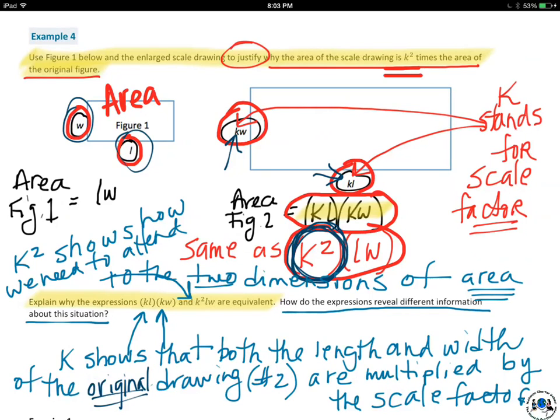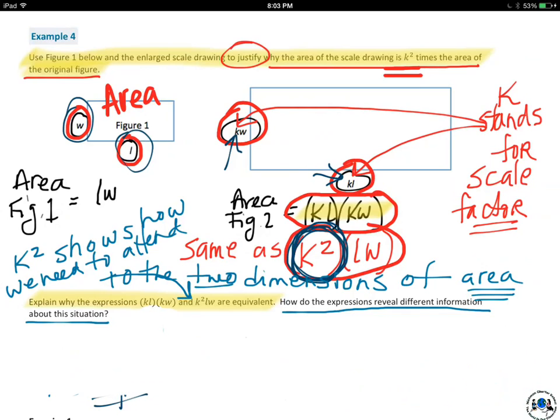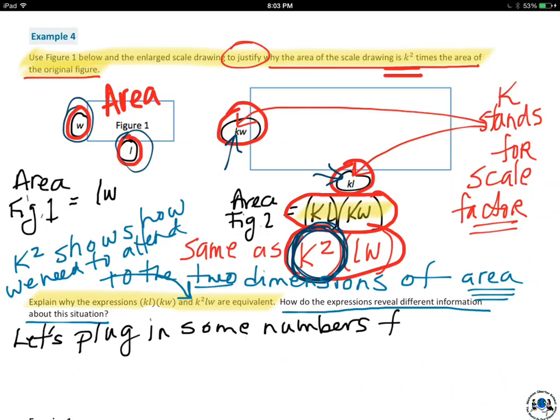Okay? K squared. Excuse me. If we are multiplying L times W to get area, we are going to multiply that scale factor by itself, because it applies to both the length and the width. Okay? All right, so I'm going to erase all this, and I want to just show you how this plays out and how this looks in an actual example. Okay, and that'll make it even more clear. If it's not clear already, I really do hope it's not clear as mud, as they say. More clear as a clear mountain stream. Anyway, here we go. So let's plug in some numbers for our variables and check.